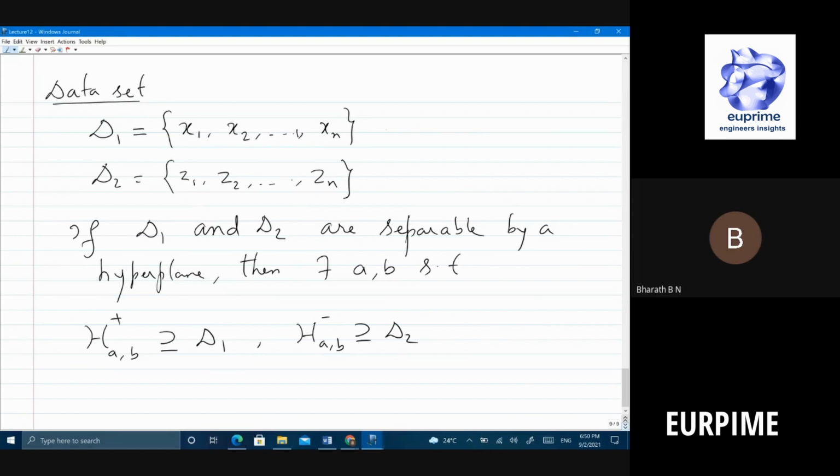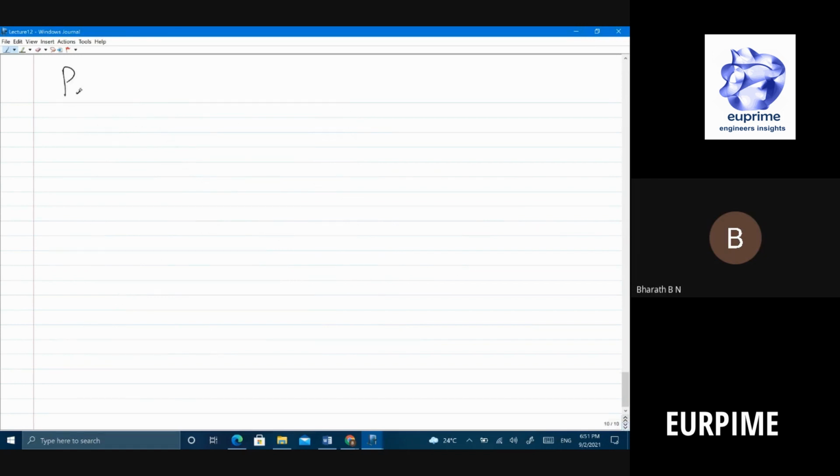Now, can you guess what should be the optimization problem? Wild guess is also fine. What should I do? Let's look at the constraints first. What are the constraints that we should put?